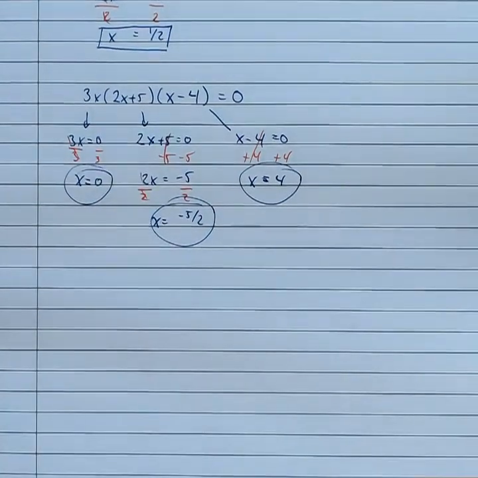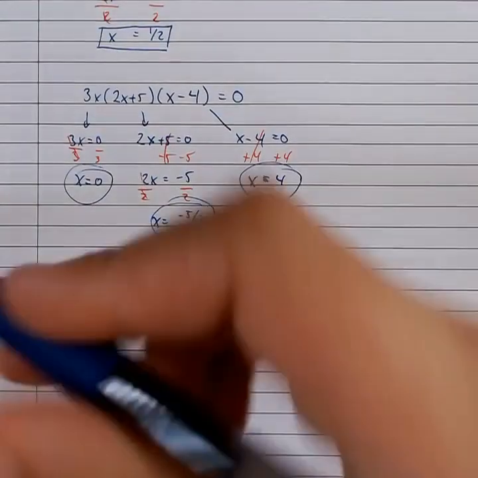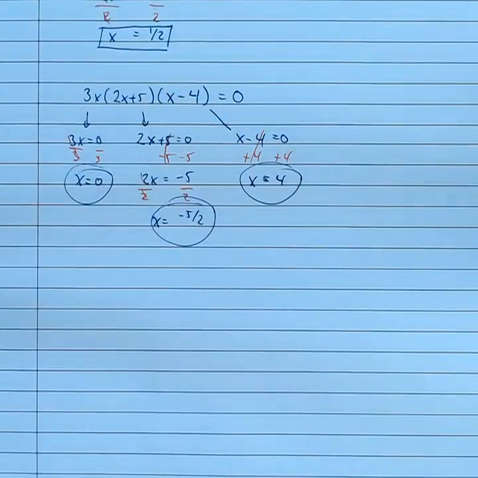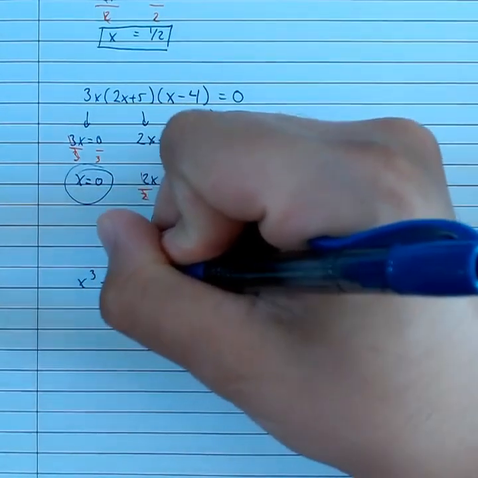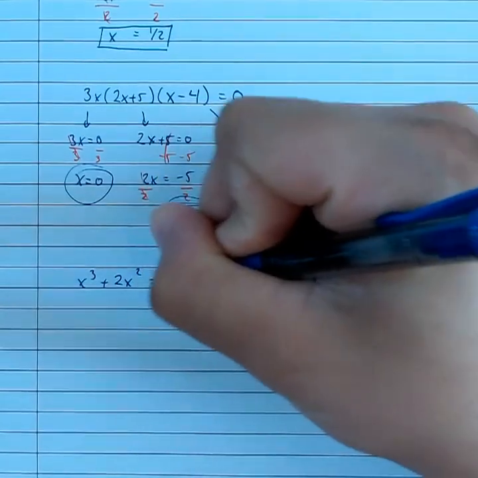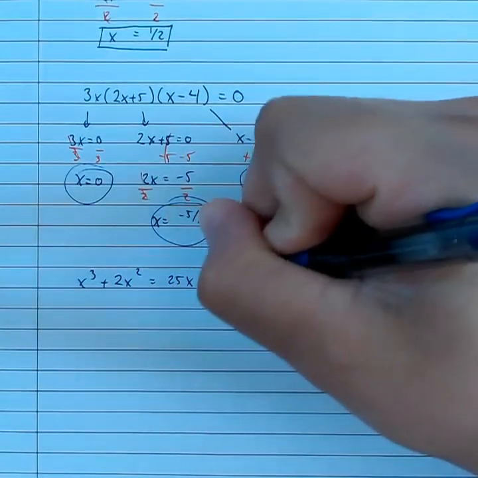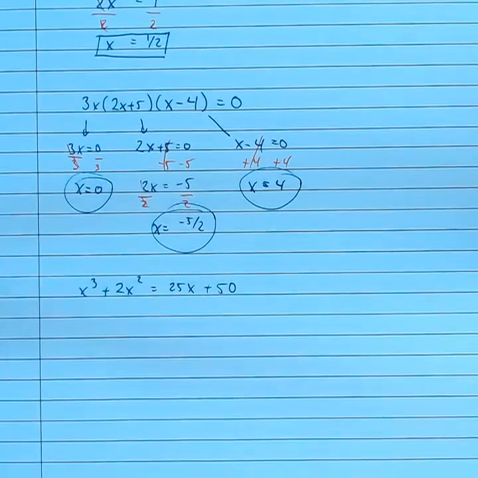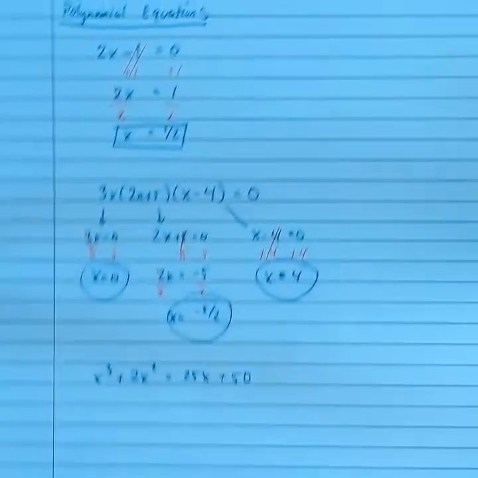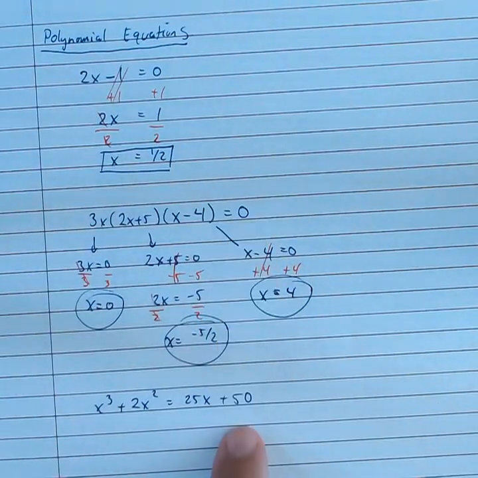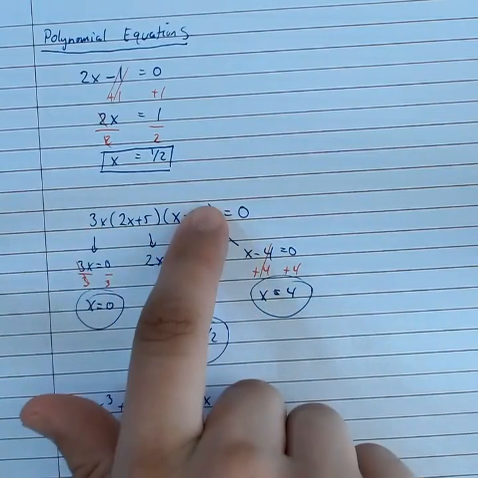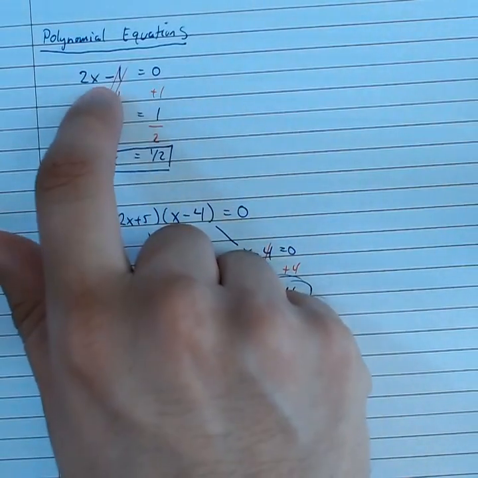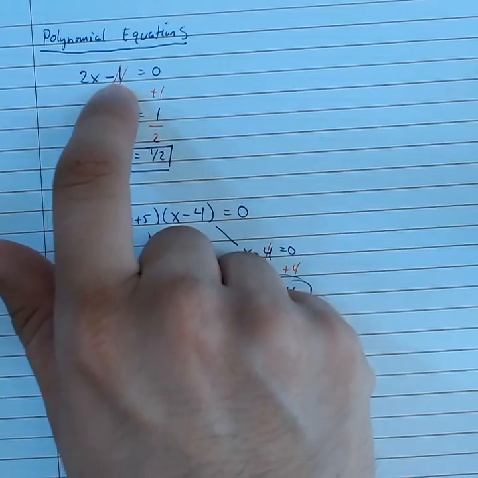All right? So let's consider another equation. Let's consider the polynomial equation x to the third plus 2x squared equals 25x plus 50. One thing to note about this is this equation is not equal to 0. Whenever we have a polynomial equation, generally what we want to do is make one side equal to 0 so that we can factor. The exception of that being the linear equation, because with a linear equation, no factoring is necessary.